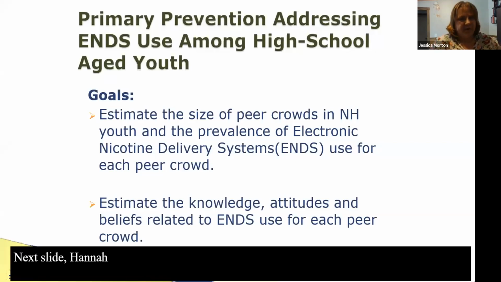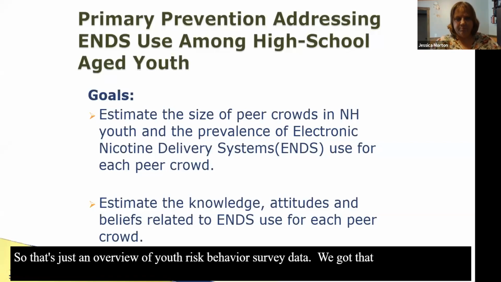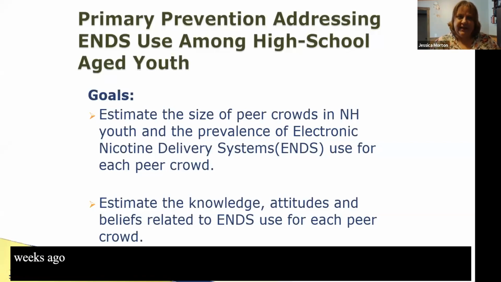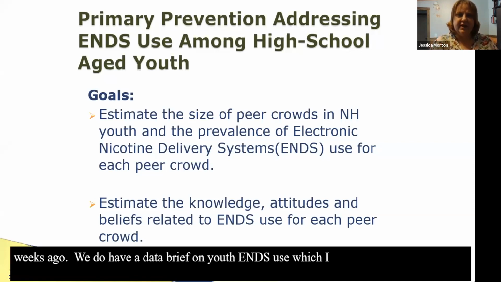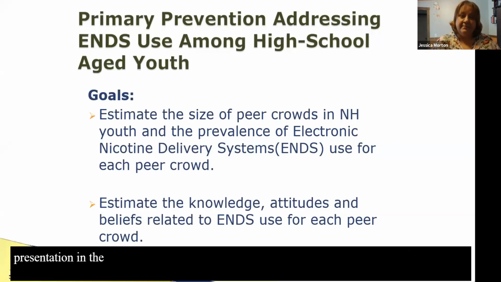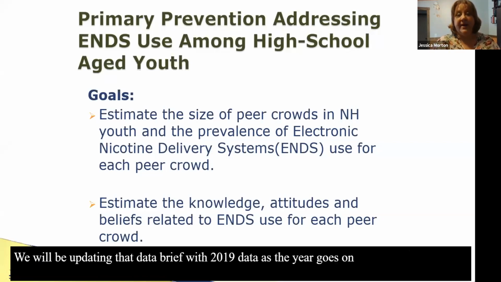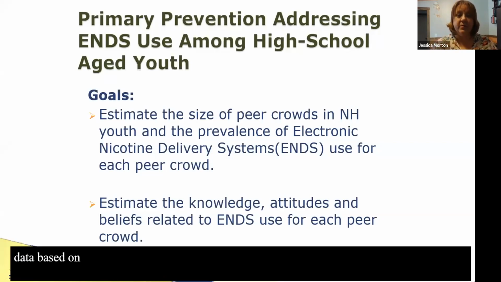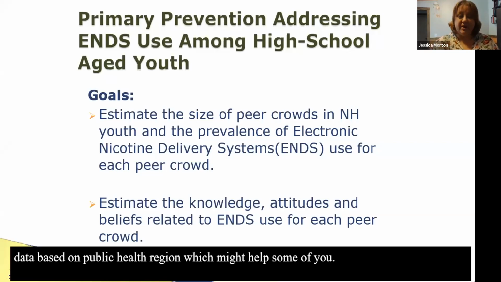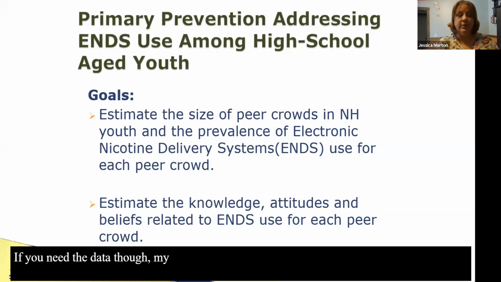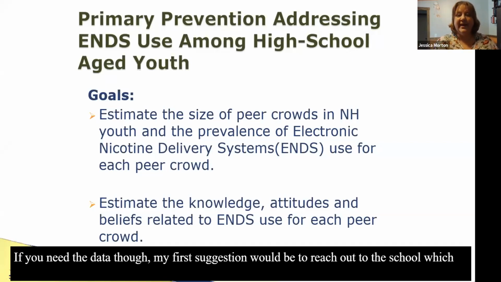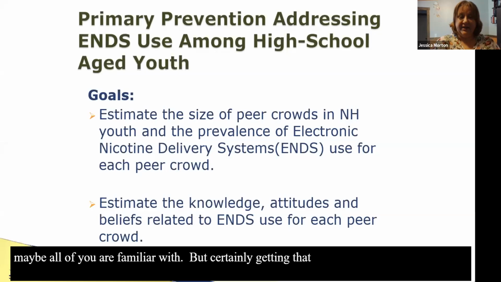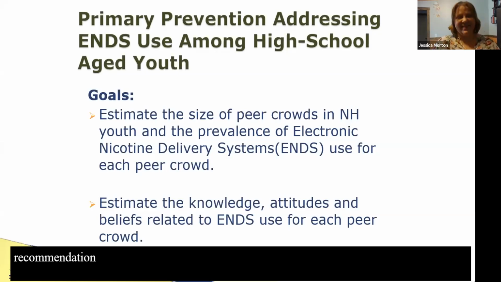So that's just an overview of Youth Risk Behavior Survey data. We got that data about 2 weeks ago. We do have a data brief on youth ENDS use, which I can share in the chat after I do my presentation. We will be updating that data brief with 2019 data as the year goes on, because we will have data based on public health region, which might help some of you. If you need the data though, my first suggestion would be to reach out to the school, which maybe all of you are familiar with, but certainly getting that data by school would be a recommendation. I think that's all I have on that part.